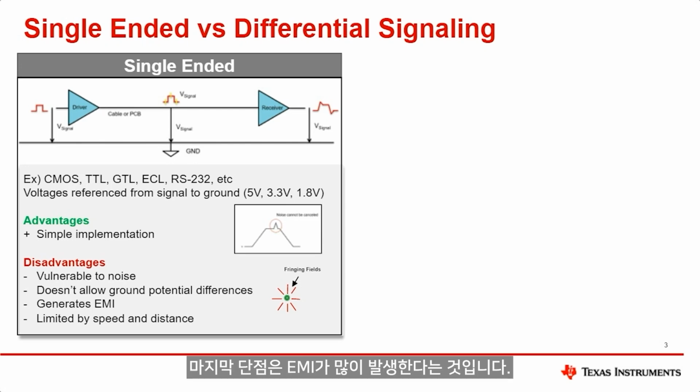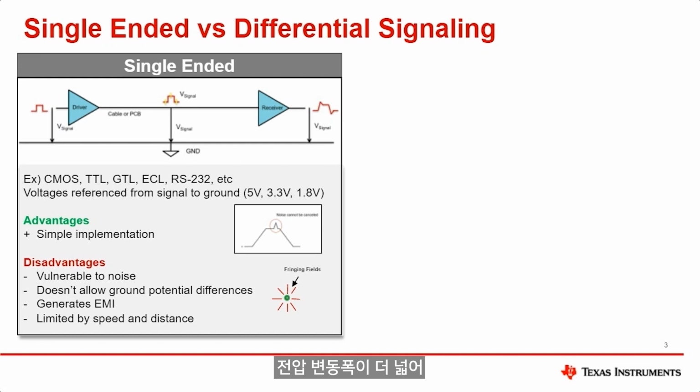And the last drawback is that it does generate a lot of EMI. Oftentimes these signals are swinging from 0 up to standard logic voltages. So this could be 0 to 5 volt voltage swings, 3.3 or 1.8 volt. So it does generate a lot of EMI with these large voltage swings. All of these factors limit the speed and distance that you can transmit over these single-ended interfaces.